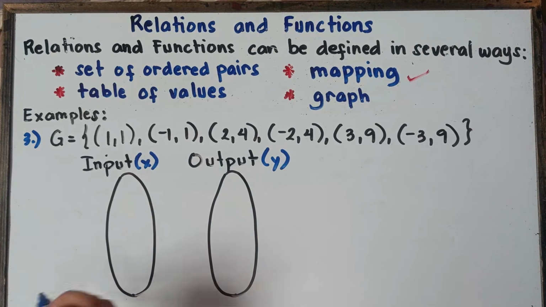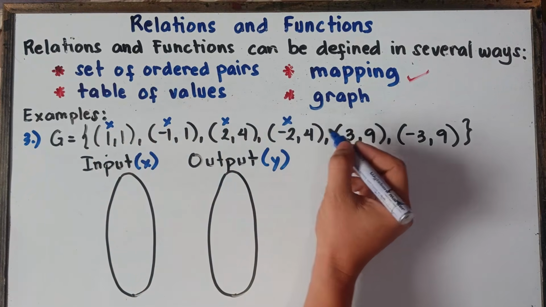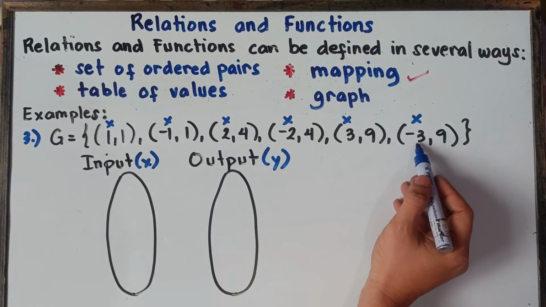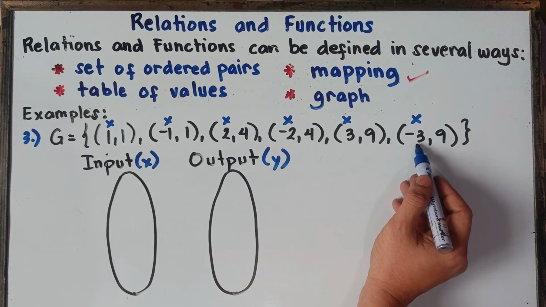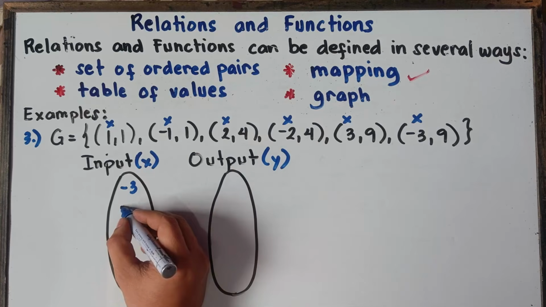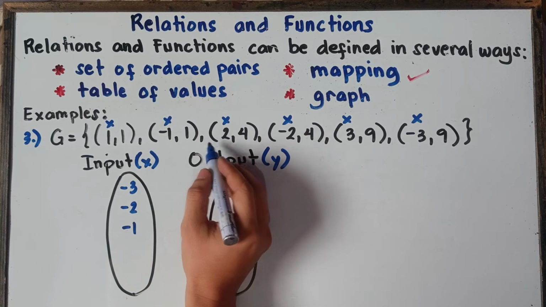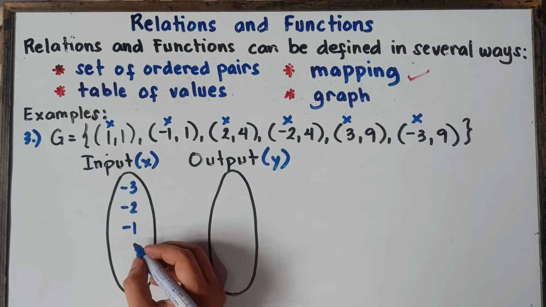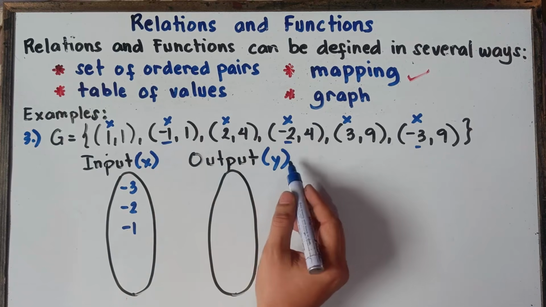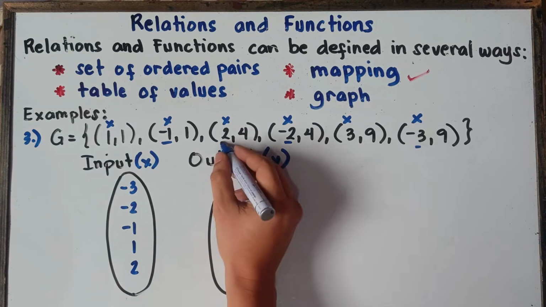Alright, so for the input, there will be the x values. So this one right here, the first number, x. Then simply arrange from the smallest number. We have negative 3. So the smallest number is negative 3. And the next will be negative 2. We have negative 1. We have positive 1. Another negative 2, negative 3, we're done with this one. Negative 2, negative 1. Next will be positive 1, we have positive 2, and then positive 3.